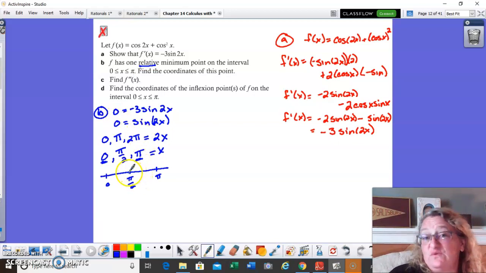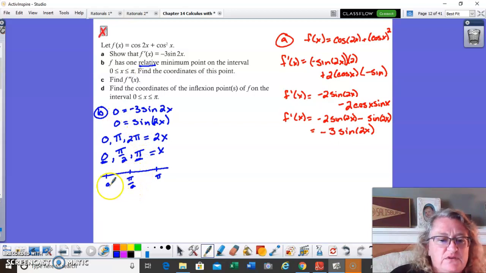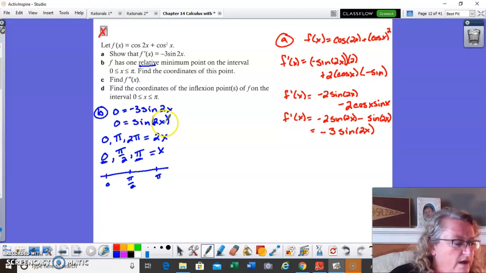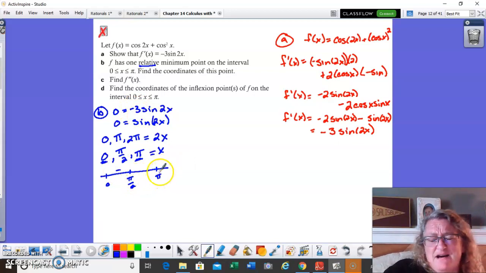Let's verify through a sign diagram that this actually is a minimum. Let's test a value between 0 and pi over 2, like pi over 4. 2 times pi over 4 becomes pi over 2. What is the sine of pi over 2? Pi over 2 is 90 degrees, and the sine of that is 1, which I'm going to multiply by -3, which makes it negative. Now let's test a number between pi over 2 and pi.